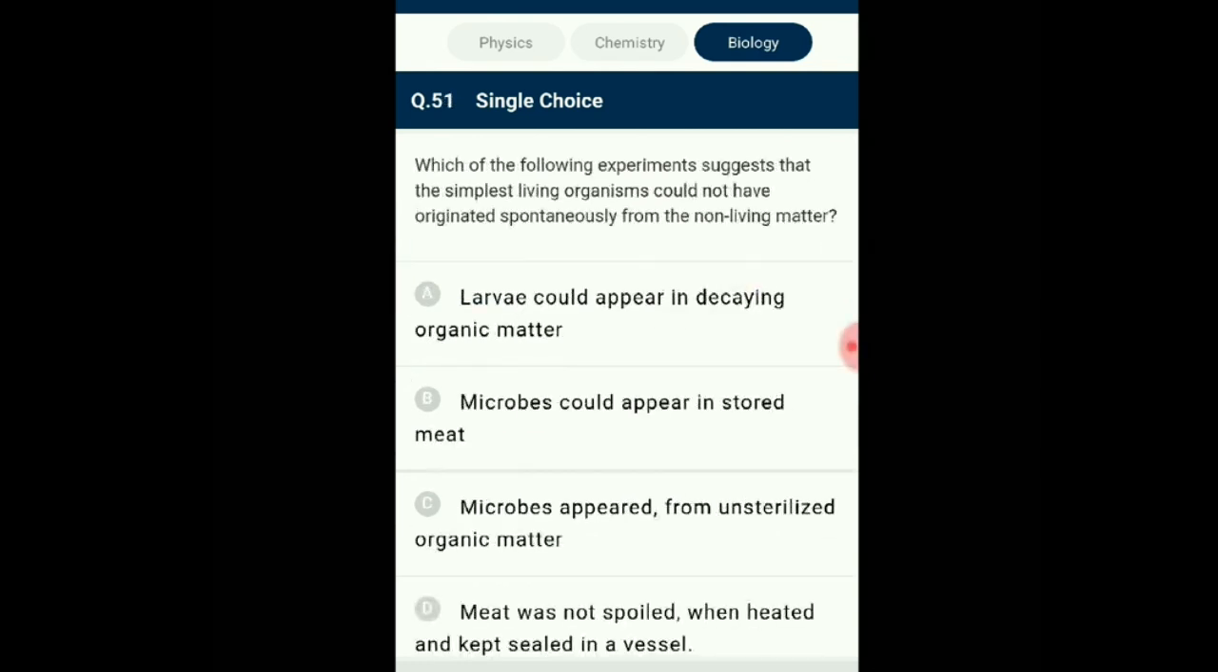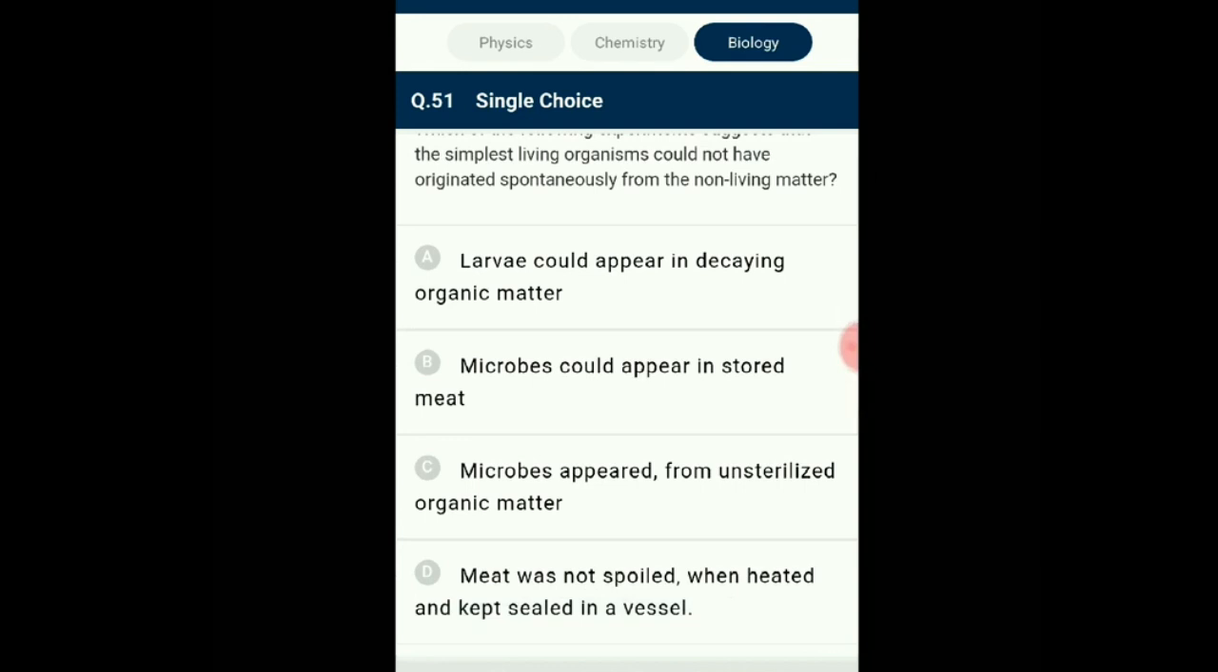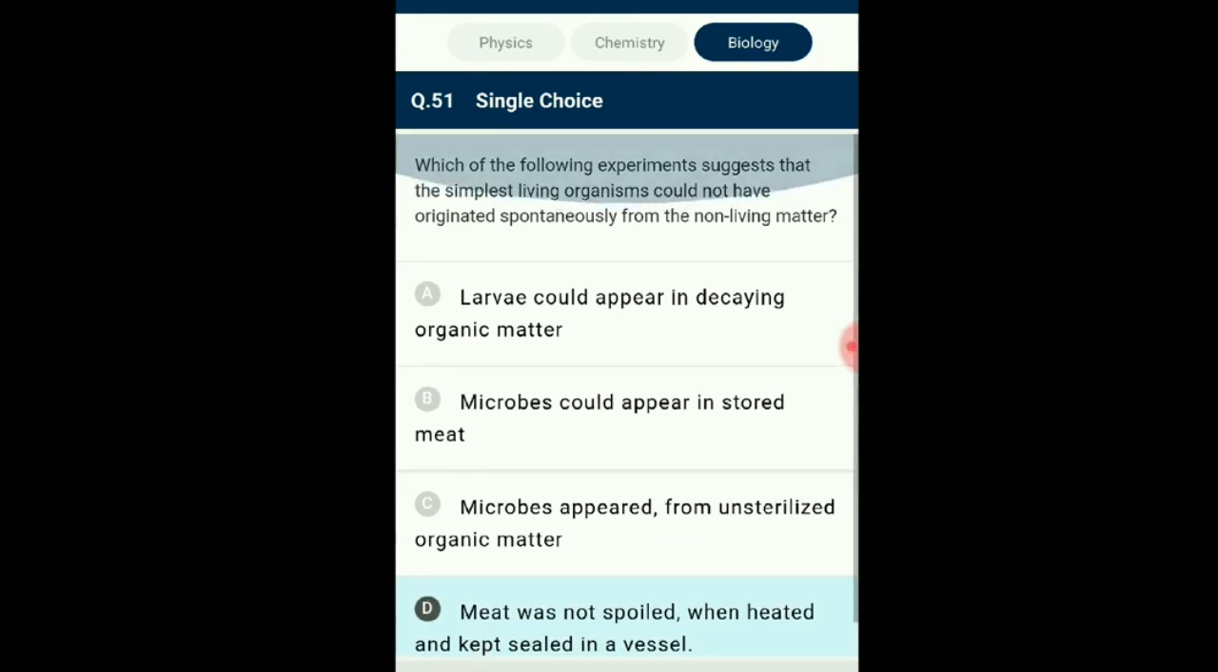Which of the following experiments suggests that the simplest living organism could not have originated spontaneously from the non-living matter? Spontaneous generation explains the ordinary formation of living organisms without descent from similar organisms. Typically, the idea was that certain forms such as flies could arise from inanimate matter such as dust, or that maggots could arise from dead flesh. According to Redi's experiment, maggots formed only from the eggs of the flies, which swarmed into open jars and laid their eggs in the meat. The meat remaining sterile in the closed jar disproved spontaneous generation of maggots. So the answer is option D. Meat was not spoiled when heated and kept sealed in a vessel.